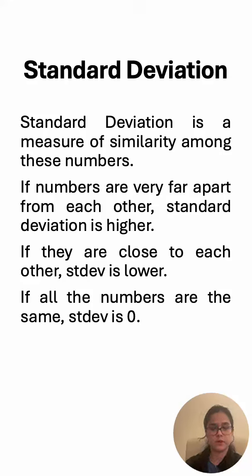Today I'll be talking about standard deviation in Java. First, I'm going to cover what standard deviation really is. It's basically a measure of similarity among numbers. If numbers are very far apart from each other, standard deviation is higher. If they are close to each other, standard deviation is lower. If all the numbers are the same, then the standard deviation is 0.